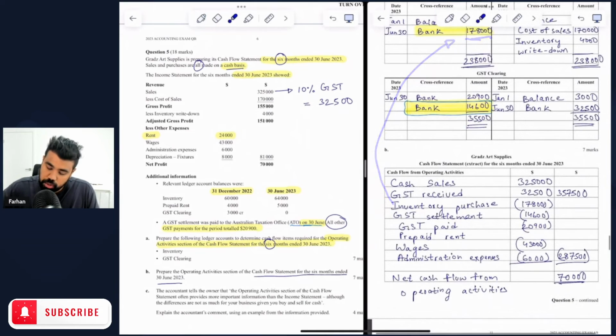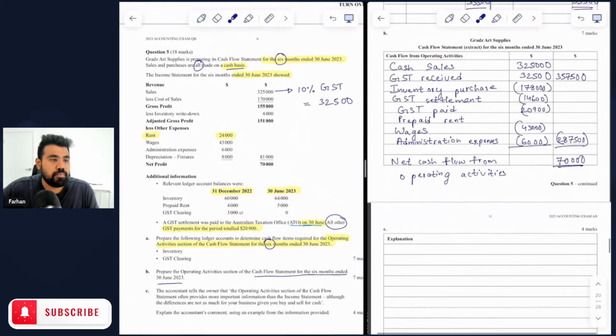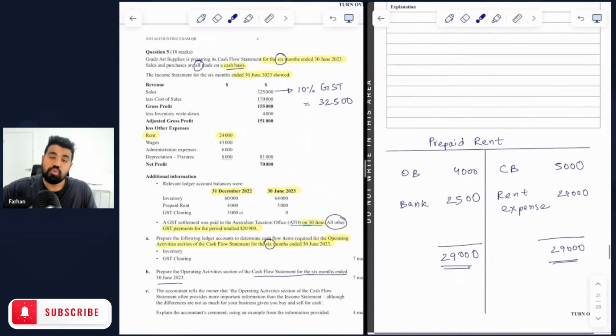Then we included the GST settlement, which is 14,600 based on what we just calculated a while ago. And then we also included the other GST of 20,900 that we had paid to the ATO. Then we have prepaid rent here. So the prepaid rent calculation is what I want to show you separately. So I'll just scroll down and I've prepared a ledger account for the prepaid rent.